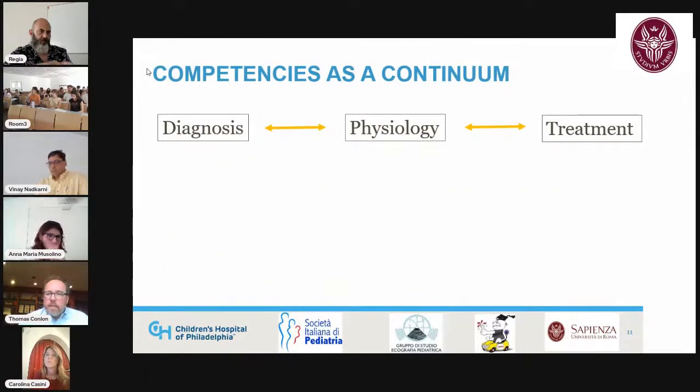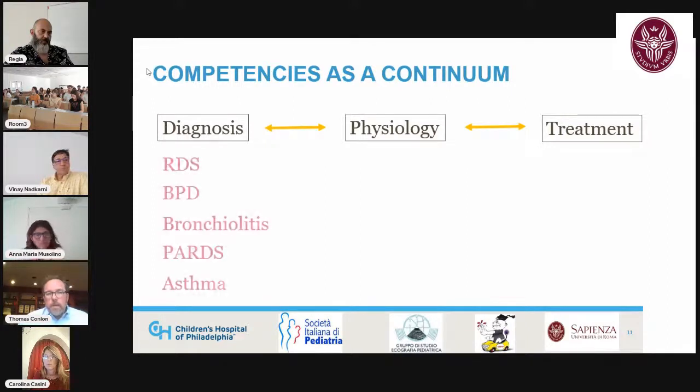So I think of competencies, or what we should be doing as clinical care providers using ultrasound, as sort of a continuum. That we need to think about the diagnostics of things, the respiratory distress syndrome, the bronchopulmonary dysplasia, bronchiolitis, and pneumonia, pediatric ARDS, asthma. But we also should think of those diagnoses as a physiology.